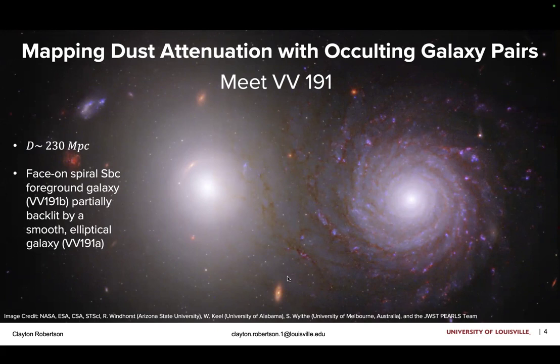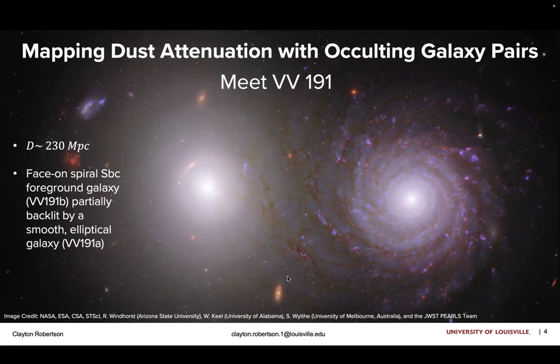What you have is a spiral galaxy on the right. So bear with me with the names here. The right galaxy is VV191b. That is the foreground galaxy. And to the left, it is backlit by an elliptical, smooth background galaxy, VV191a. This is what we mean by occulting galaxy pairs, or overlapping galaxy pairs. We wanted a partial overlap, where the overlap causes the foreground galaxy's dust structures to be backlit.